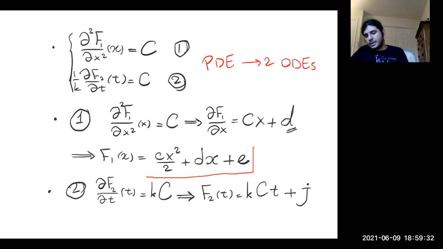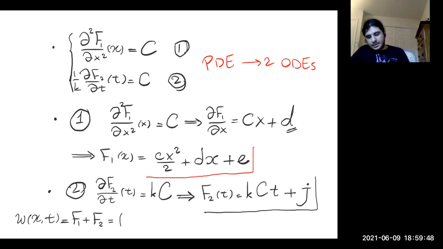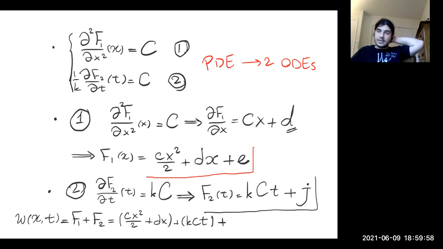Okay, so that would be the other constant. Now, the function w which we are looking for, we assumed it's the sum of f1 and f2. So it is equal to cx squared over 2 plus dx plus kct plus e plus j. Well, e plus j is just the sum of two constants. It's another constant. We have used k. Let's call this other constant L.